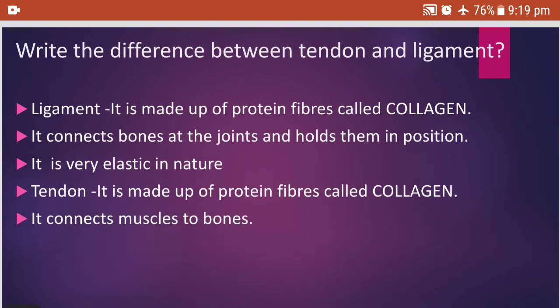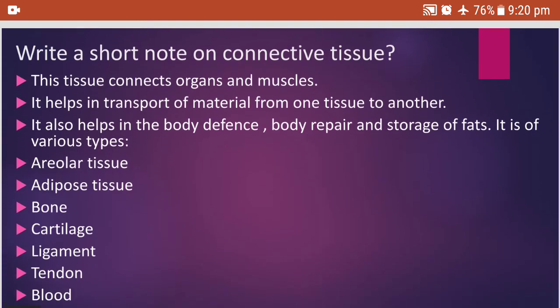What is the difference between the tendon and the ligament? These two are connective tissues. Ligament is made up of protein fibers called collagen. It connects bones at the joints and holds them in position. That means ligament joins bone to bone. It is very elastic in nature. Whereas tendon is made up of protein fibers called collagen, but it connects the muscles to bones. This is the basic difference.